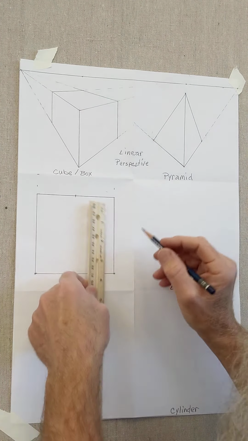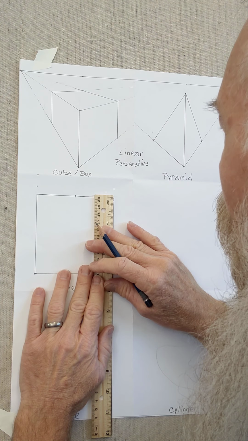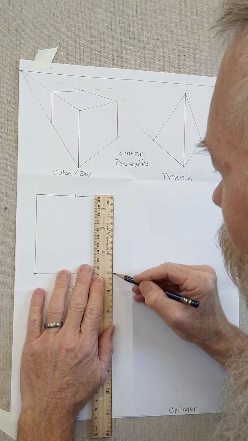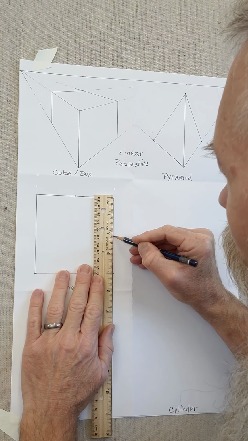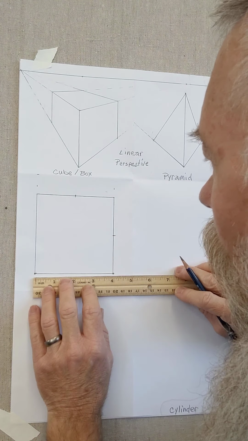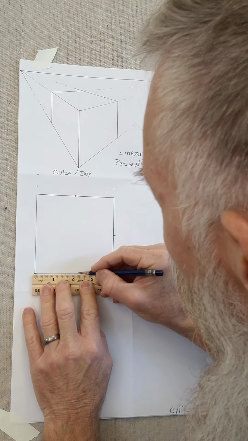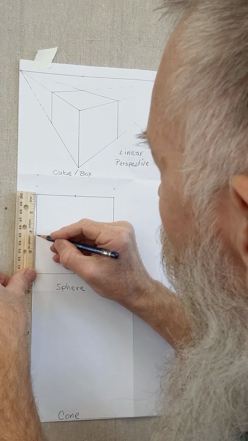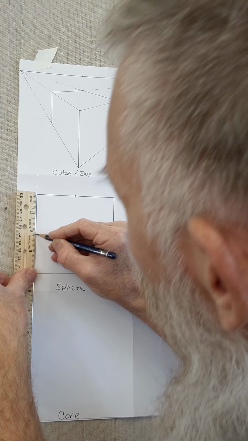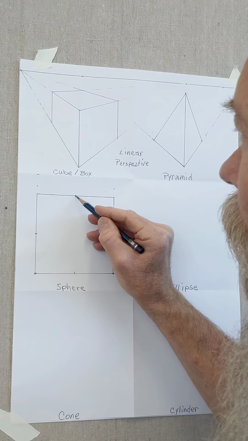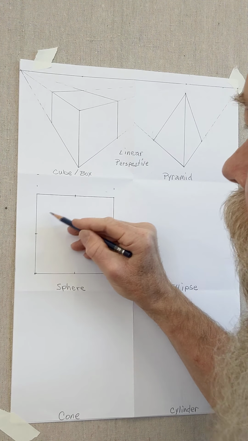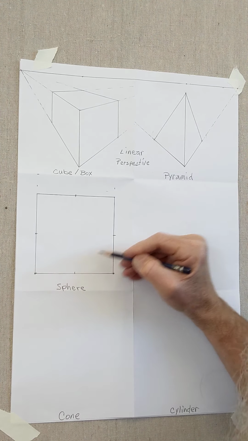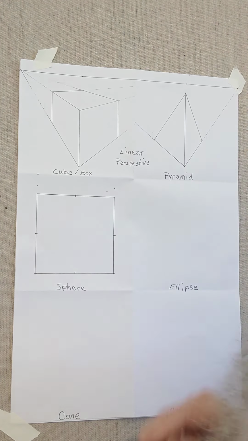Okay, so now we're going to measure along all four sides. From that line to there is 4 inches. Half of 4 is 2. Half of 4 is 2. Half of 4 is 2. So that's where the outermost point should be at the top, outermost at the side, bottom, and the other side, and back to the top.